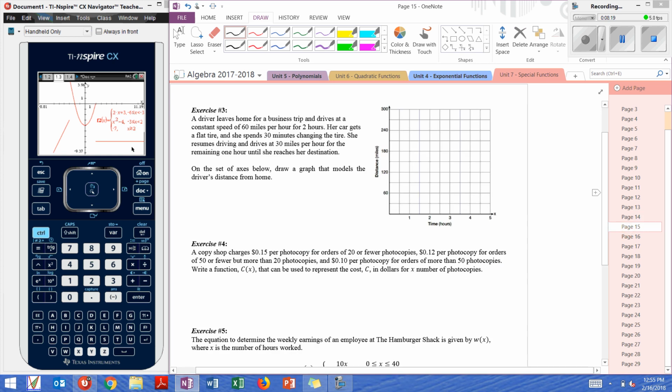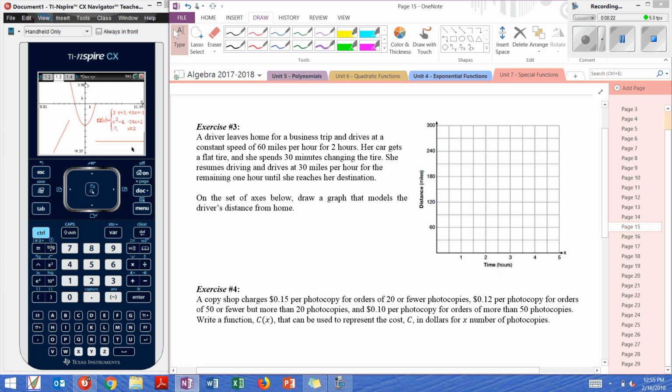All right, moving on to exercise 3. So a driver. It looks like we just have to graph the situation on the set of axes to the right. Draw a graph that models the driver's distance from home. So this driver is starting off at home, so their distance from home is 0, and then they're driving at a constant speed of 60 miles per hour for 2 hours. So 60 miles in the first hour, 60 miles in the second hour. There's my piece. Okay, then what happens?